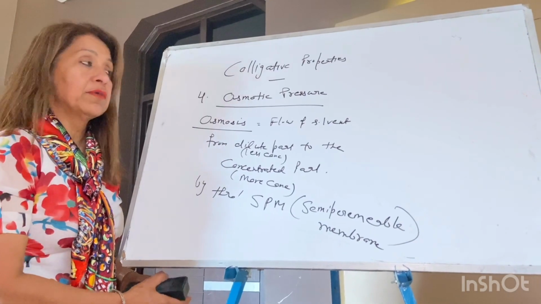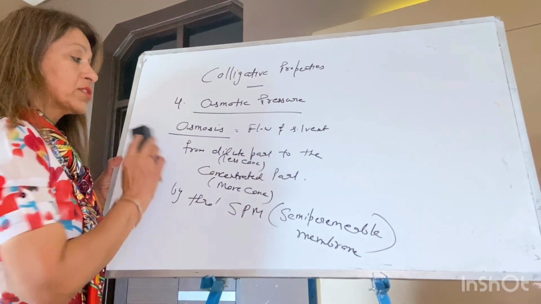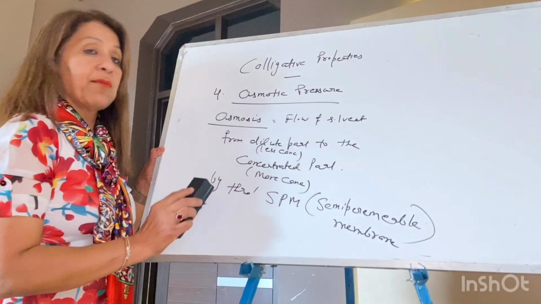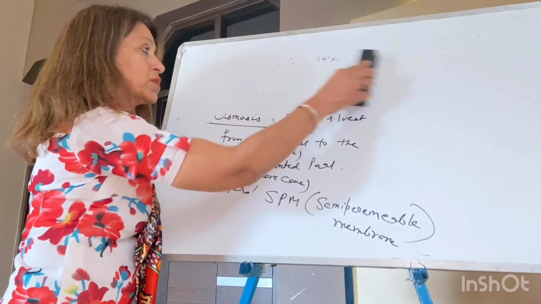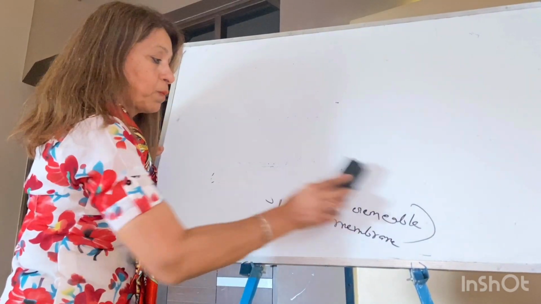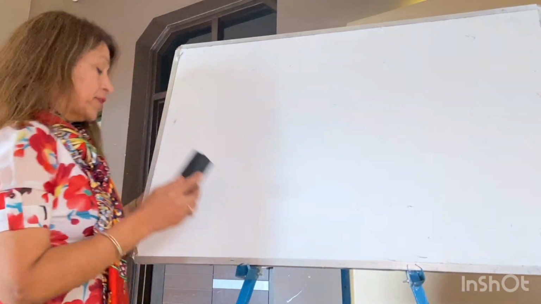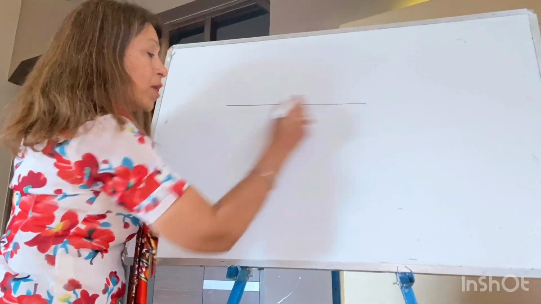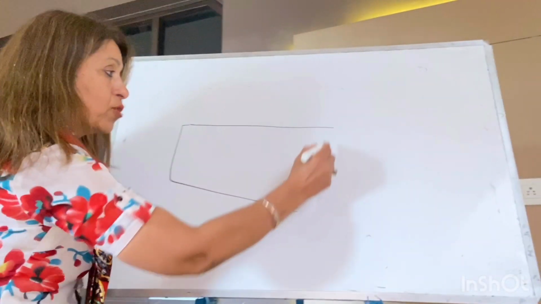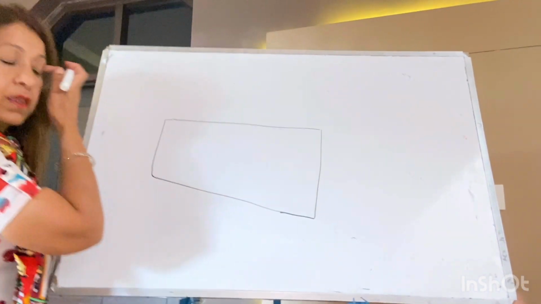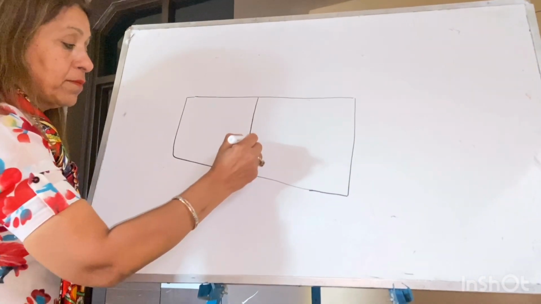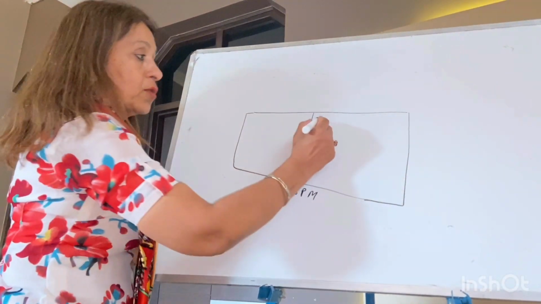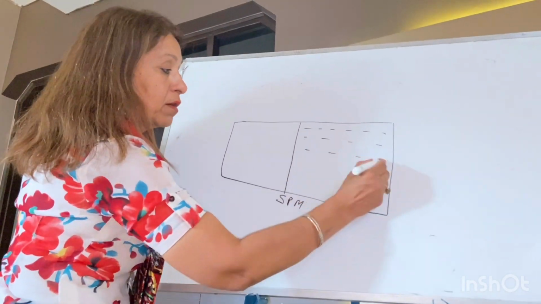Now I will draw a diagram to explain you thoroughly. First osmosis, and after osmosis becomes clear, then I will come to osmotic pressure. Now for osmosis, draw a diagram along with me. Make 2 compartments, right hand side and left hand side, and the partition is through SPM, semi-permeable membrane.